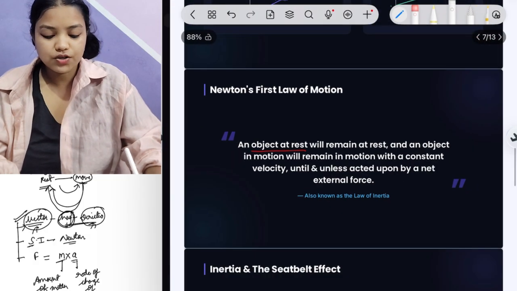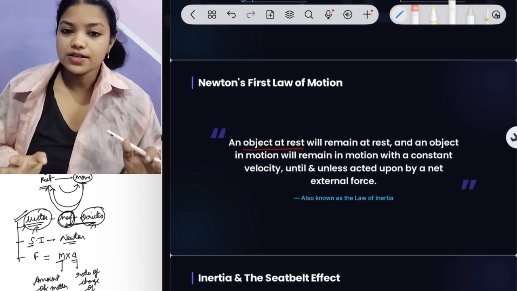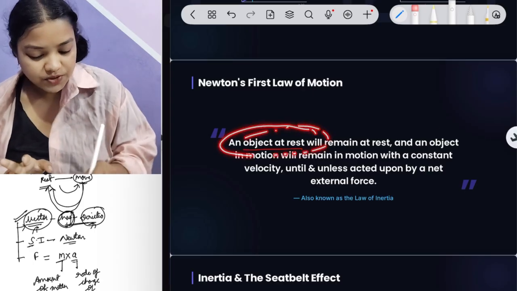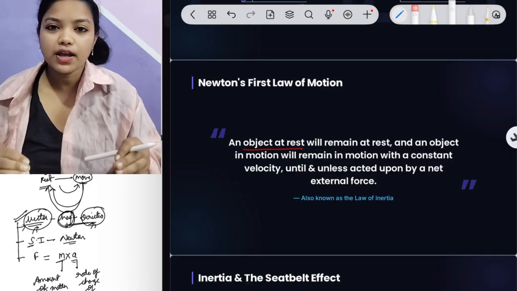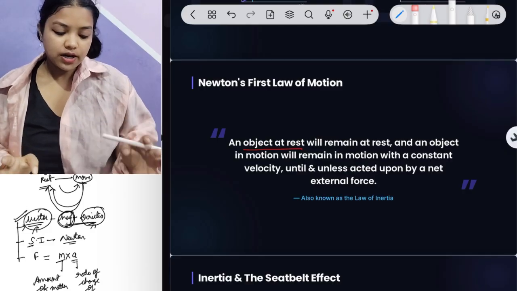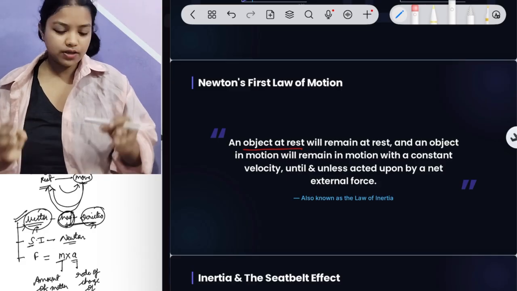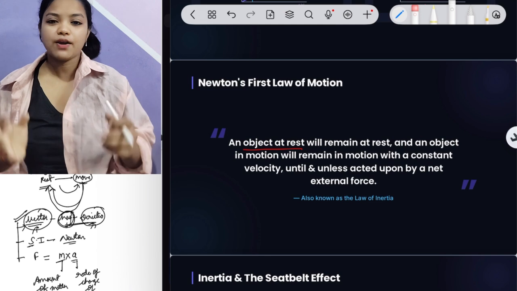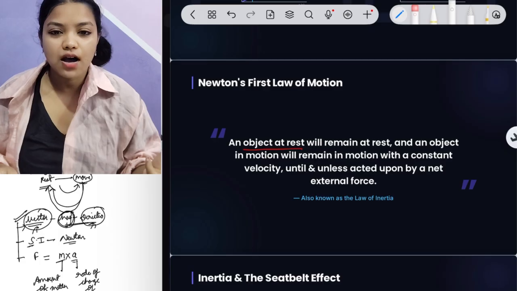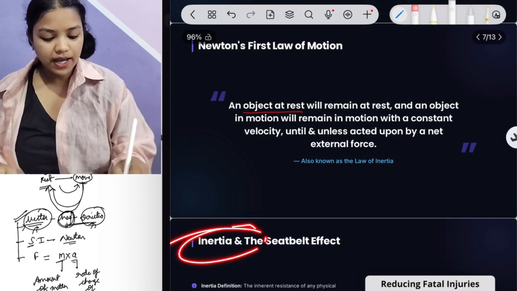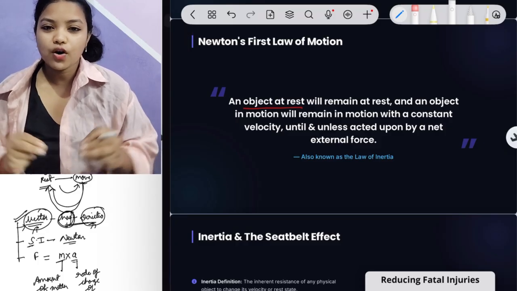Now come to the next, Newton's first law of motion. What is Newton's first law of motion? An object at rest will remain at rest. जो ऑब्जेक्ट रेस्ट पे है वो हमेशा रेस्ट पे रहना चाहेगा. जो ऑब्जेक्ट मोशन पे है, it would always try to remain in motion. तो ये जो सिचुएशन है उसको बोलते हैं इनर्शिया. Is it clear? Now this is known as inertia of motion or inertia of rest.